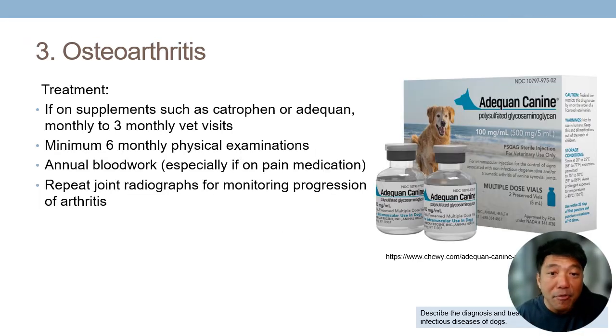As a guide and recommendation from the vet, if on supplements such as Ketofen and Adequan, monthly to 3-monthly vet visits, and a minimum of 6-monthly physical examination. If on pain medication, annual blood work is required, and joint radiographs to monitor progression of the arthritis are also recommended.